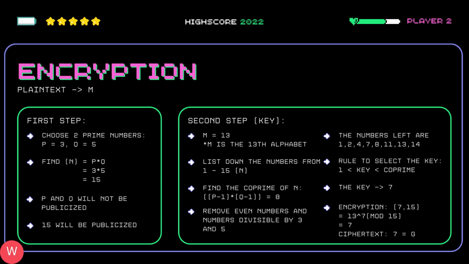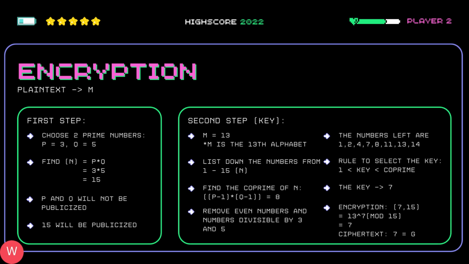After that, we will move to the key generation part. In order to find the key, we have to apply the rule, which is the key must be in between 1 and the coprime, which is 8. So after we have applied the rule, we found out our key is 7.